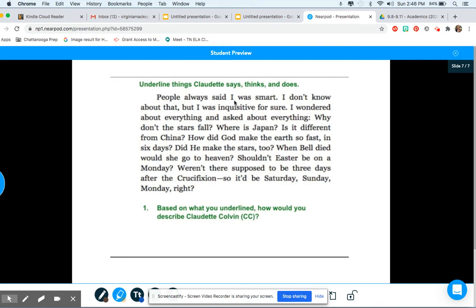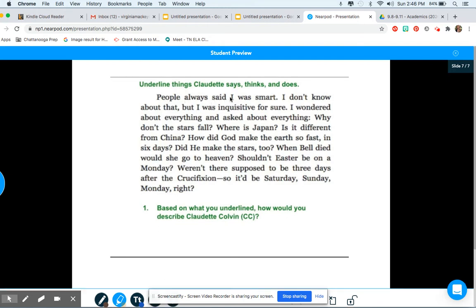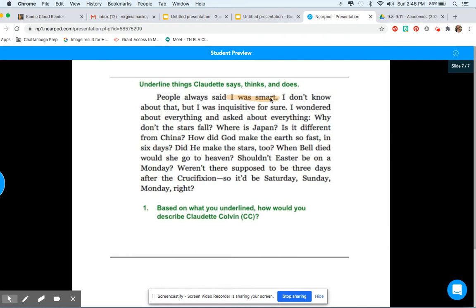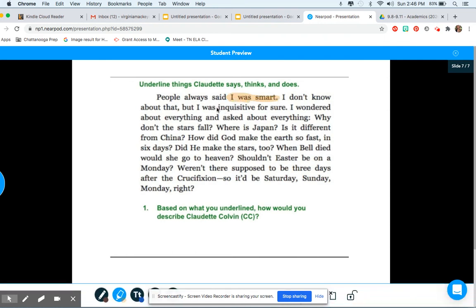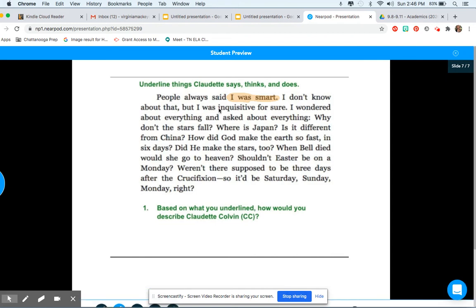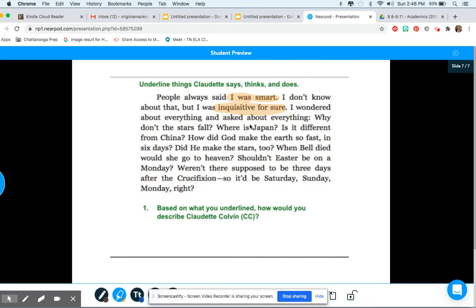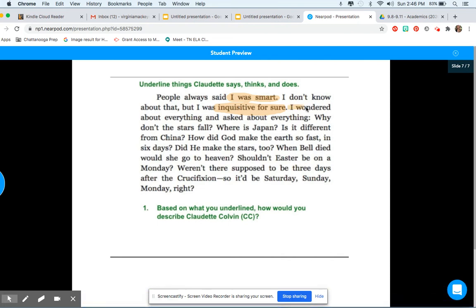"People always said I was smart." Claudette is saying that people said she was smart. "I don't know about that, but I was inquisitive for sure." So she's calling herself inquisitive. It's a vocab word we need to think about. "I wondered about everything, and I asked about everything." Again, she's wondering about everything, and she asks about everything.